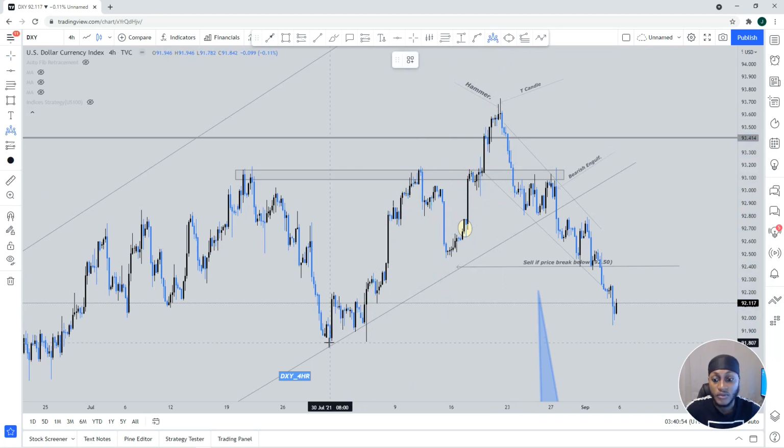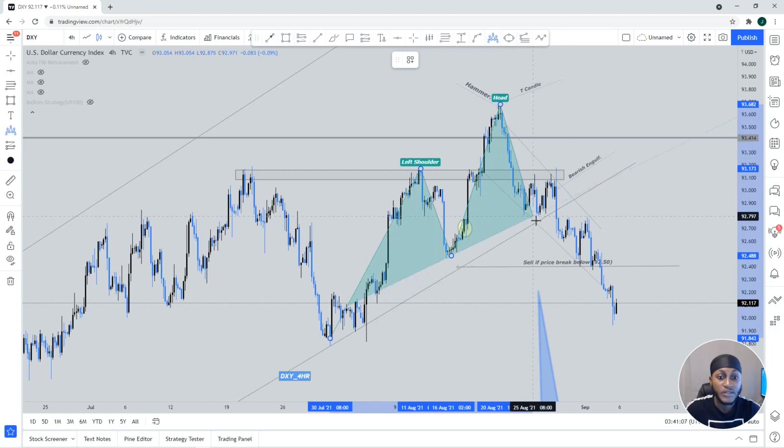So from that low, I got my left shoulder, and I got my head, and you can see where the head came in with these wicks, and you can see where price came back down, went back up here, and then look what happened. Price is actually selling off.